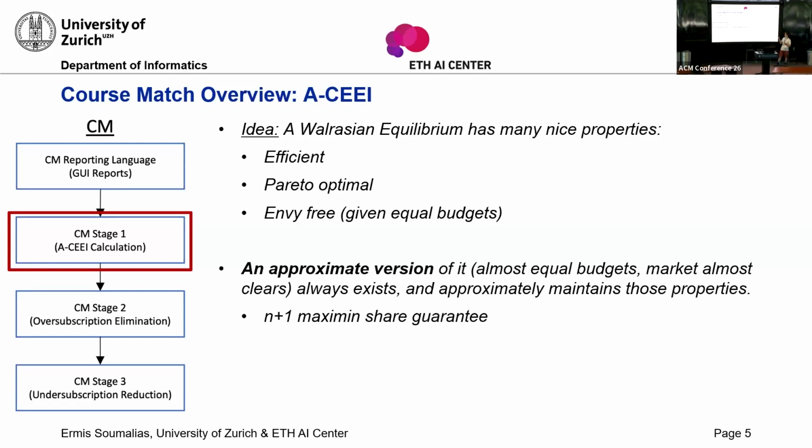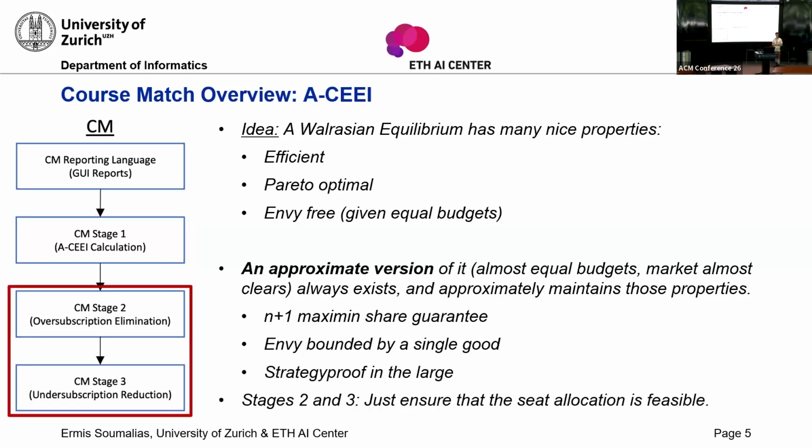Specifically, students achieve very close to the fair share of the allocation. Additionally, the mechanism has envy bounded by a single schedule, meaning that if student A is jealous of the assignment of some student B, I can remove just a single schedule from student B's assignment and the envy goes away. And in large markets, the mechanism is strategyproof. Stages 2 and 3 just ensure that the stage 1 allocation is feasible. In practice, they're not used.